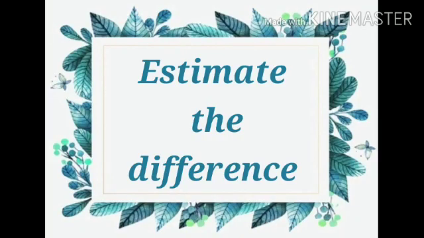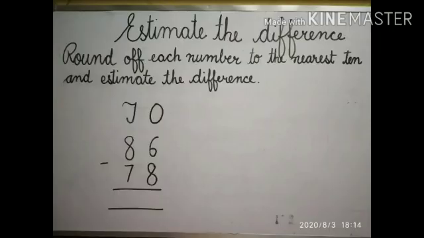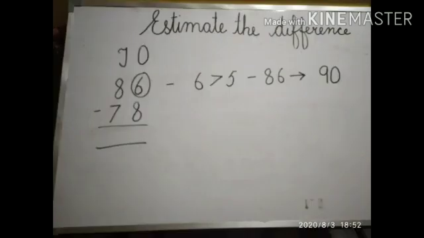Now students, we will start our topic estimate the difference. Here we have to round off each number to the nearest 10 and then estimate the difference. In this example, we have to round off 86 and 78 and then we have to find their difference. So let's start. Here first we will round off 86. We will see the digit at ones place. At ones place we have 6. As we all know that 6 is greater than 5. So 86 will be rounded off to 90.